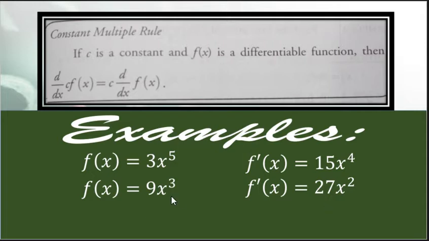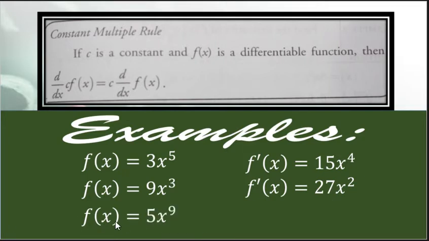Second example, just multiply the 3 in this numerical coefficient 9, and that is 27. 3 times 9 is 27. Copy your variable x, let's just subtract 1 from that 3. So the final answer would be 27x squared.